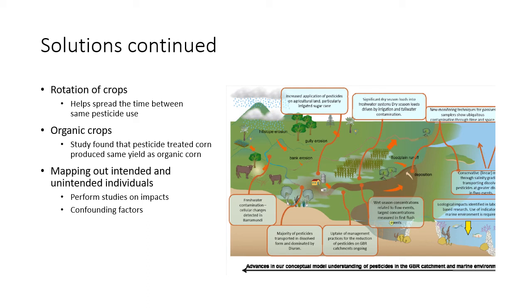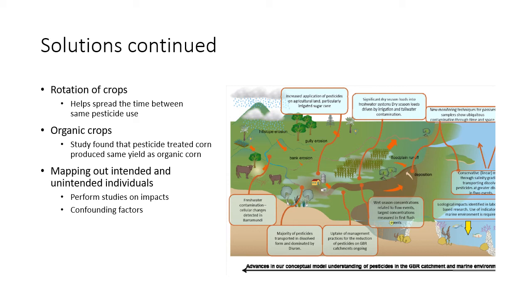Another solution is organic crops. A study found that pesticide-treated corn produced the same yield as organic corn. While this is not always the case, it is one of the best solutions because it gets rid of the use of pesticides altogether, which protects the environment rather than trying to come up with other solutions to this pesticide problem. However, this is not realistic as pesticides need to be used to protect most plants.